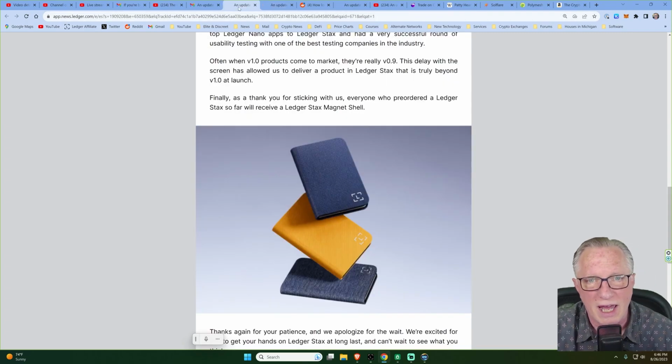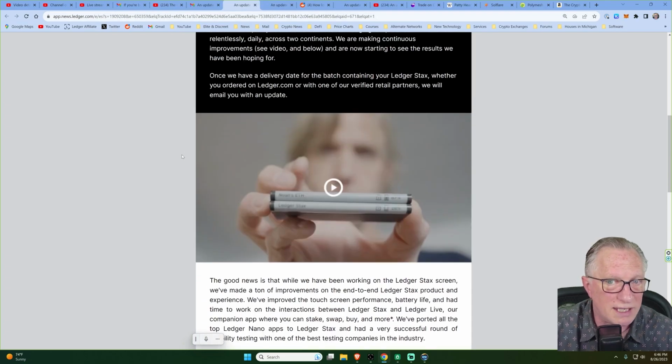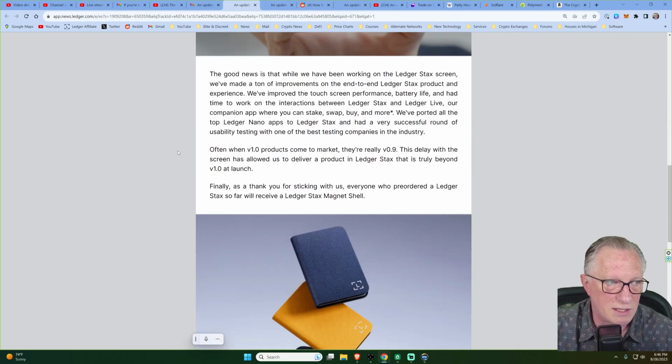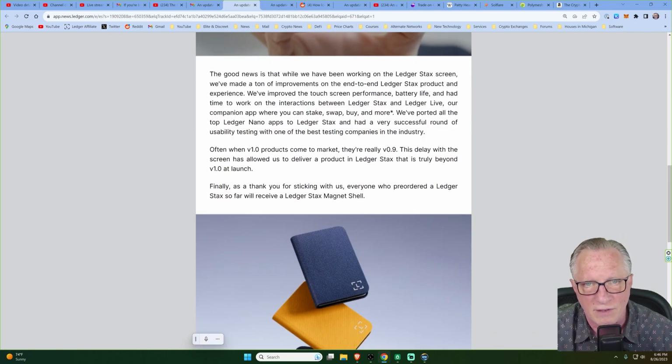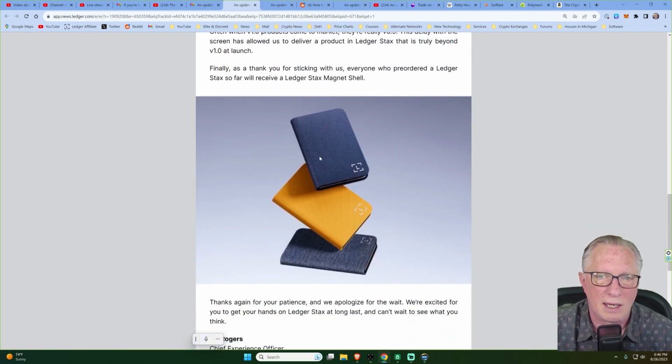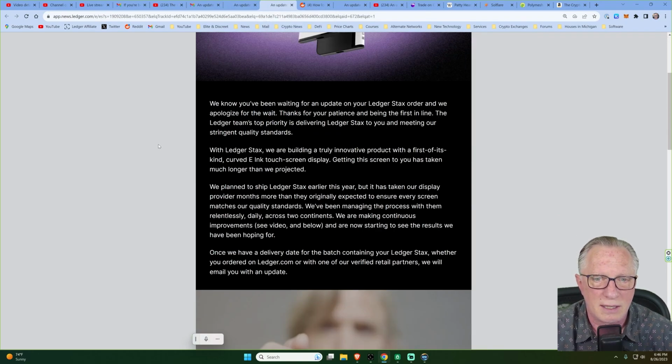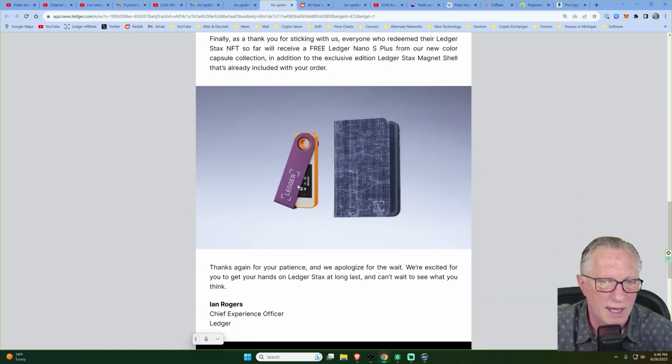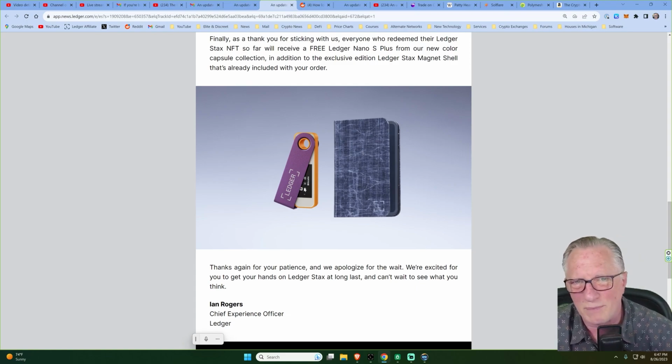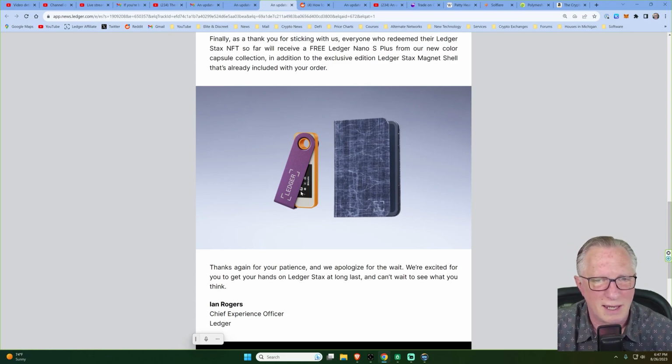But anyway, I wanted to bring that up for you guys. They've finally given us an update. They're claiming the screen is the issue. They've done a lot of in-house improvement. We already knew we were getting these magnetic cases. The main thing is that now they've decided to throw in the Ledger Nano S Plus with people that use the market NFT to make their purchase. And I don't know, that can't be a huge amount of people that use the market NFT to make their purchase. I don't know what their numbers are.